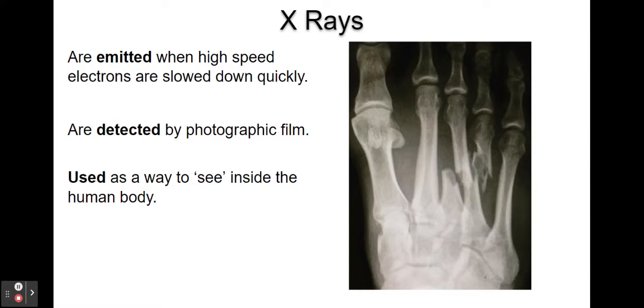What happens is the X-rays are absorbed by the bones but can pass easily through the softer tissues in the body. That creates a shadow of the bones on the photographic film and allows us to see the bone structure inside.